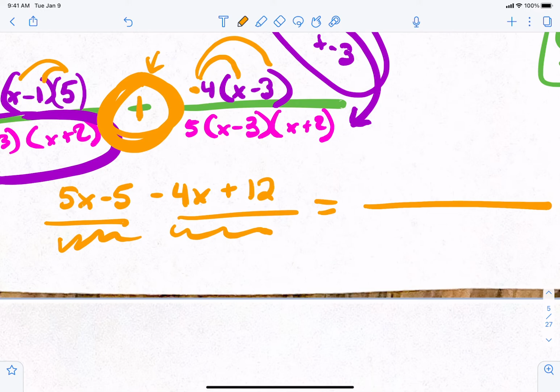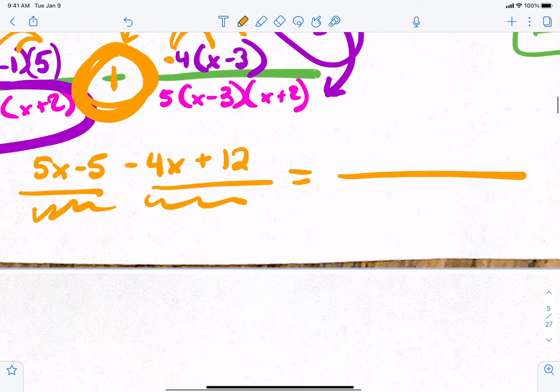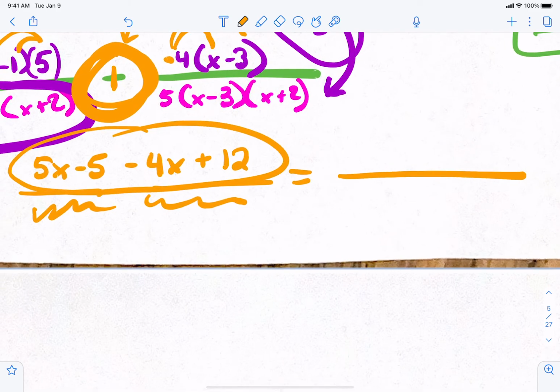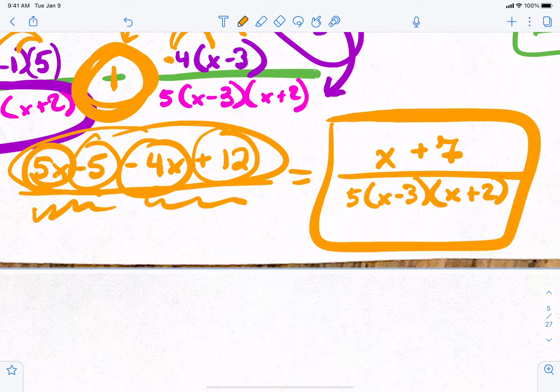Okay, so I'm being really lazy because I'm not writing my bottoms, but let's put the tops together. So 5x minus 5 minus 4x plus 12. Let's put stuff together. 5x minus 4x is just x, and negative 5 plus 12 is plus 7, all over that whole bottom. That whole thing. There you go. That's all. Okay? Good? All right.